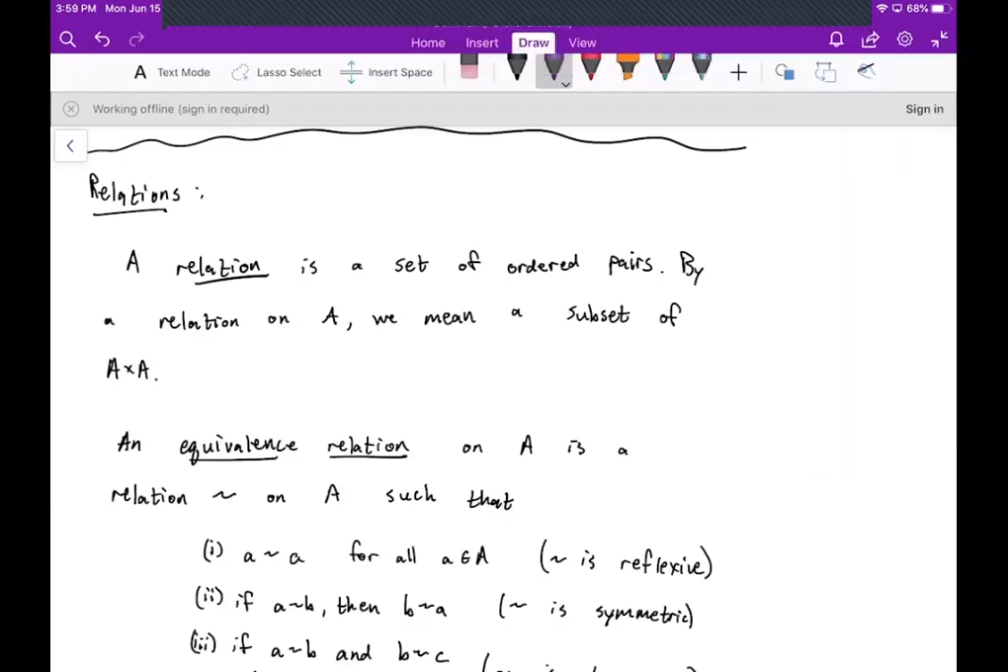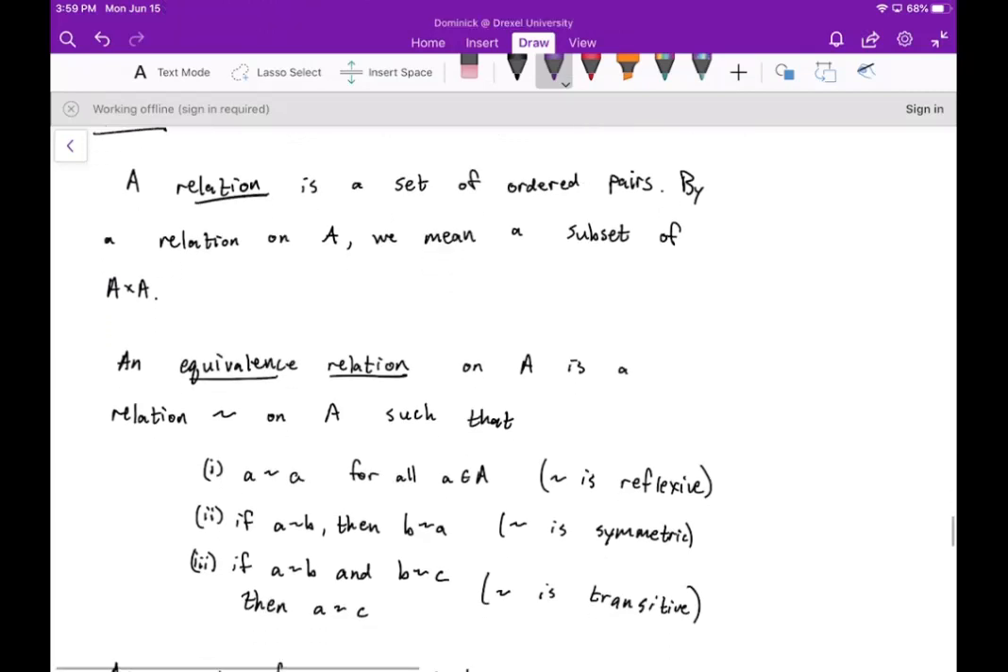Okay, guys, welcome. In this video, we're going to talk about relations and how they relate to bijective proofs. Now, a relation is a set of ordered pairs. By a relation on A, we mean a subset of A cross A. So a relation is kind of like a function, only we don't have the restrictions on not repeating a first coordinate. So a relation is simply just a set of ordered pairs.